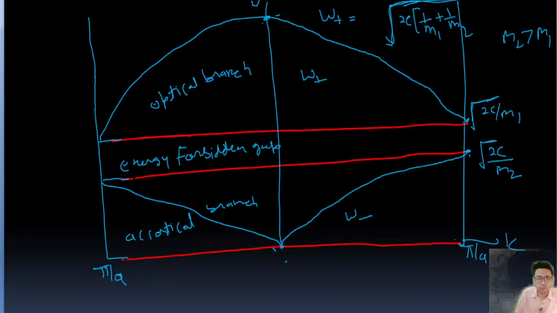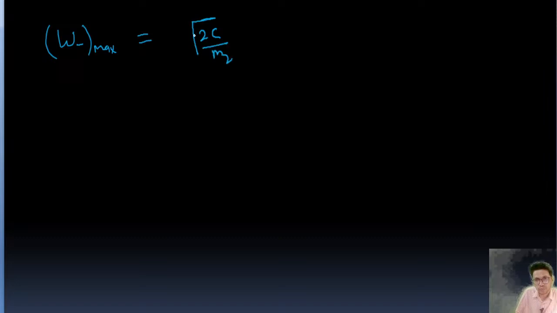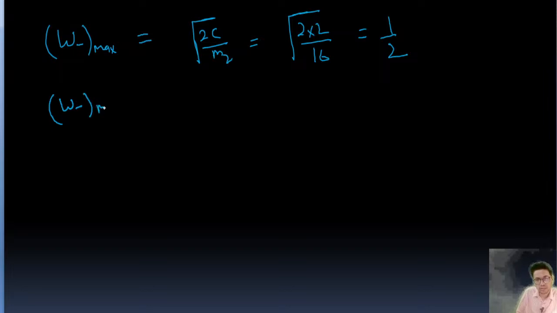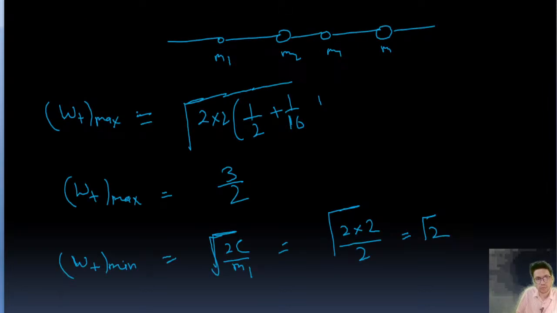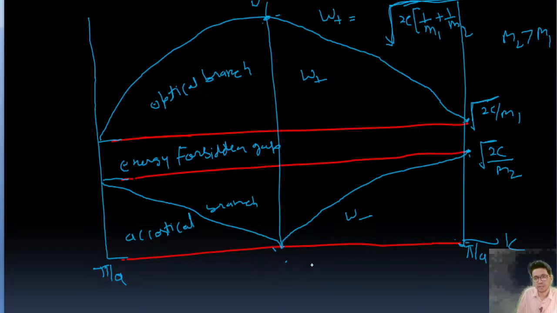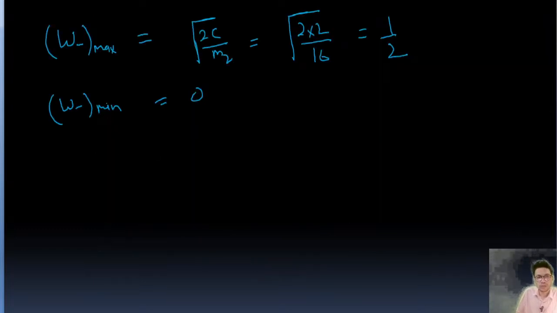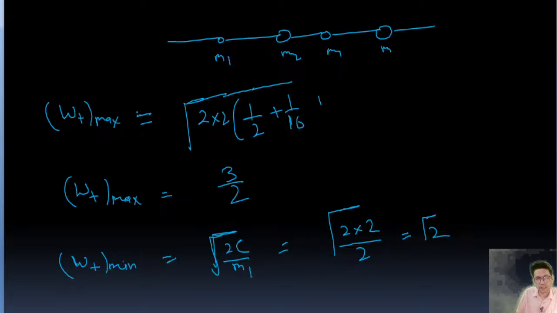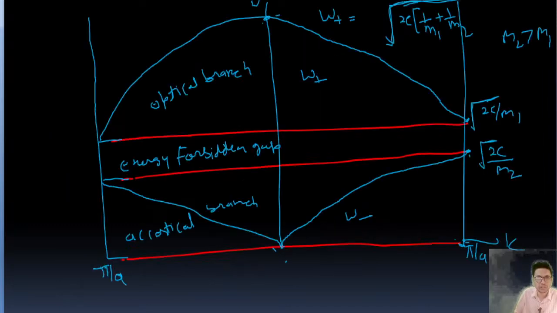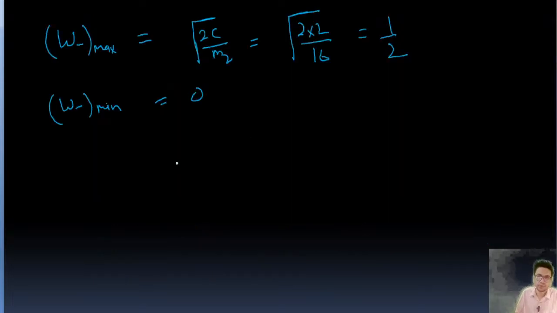This omega maximum is root 2c upon m2. So this is going to be root 2c upon m2, which is 2 into 2 upon 16, and this value is going to be 1 upon 2. Similarly, we'll find omega minus minimum. Omega minus minimum is 0 right here. So as per the question, the maximum frequency is 3 by 2 and the minimum frequency is root 2 for the optical branch. And for the acoustical branch, the maximum frequency is 1 by 2 and the minimum frequency is 0.